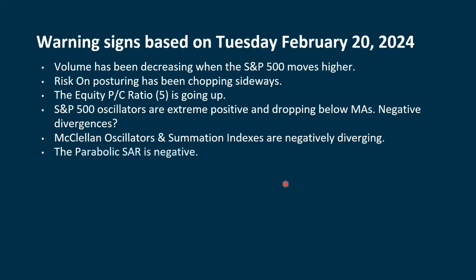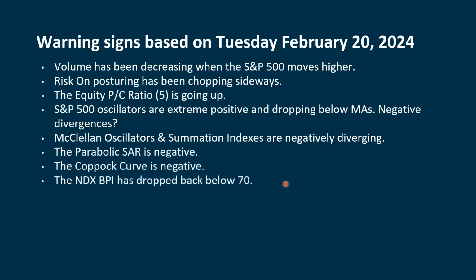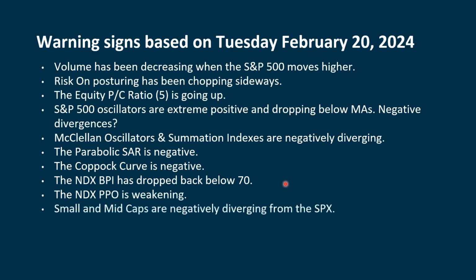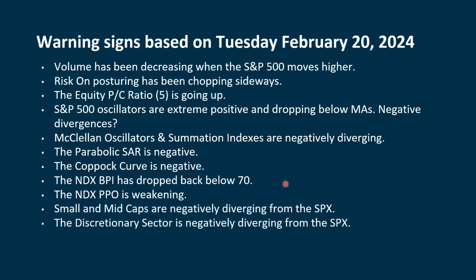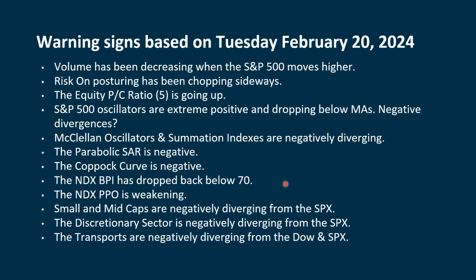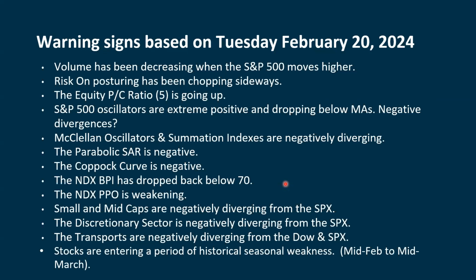The parabolic SAR is negative. The Copic curve is negative. The NASDAQ 100 bullish percent index is now dropped back below 70. That's negative. Momentum for the NASDAQ 100 is also negative. Small and mid-cap growth continue to negatively diverge from the S&P. Discretionary is negatively diverging from the S&P as well. The transports are negatively diverging from the Dow and the S&P. Do you see a theme here? We're seeing a lot of negative divergences. And stocks are entering this period of historical weakness.